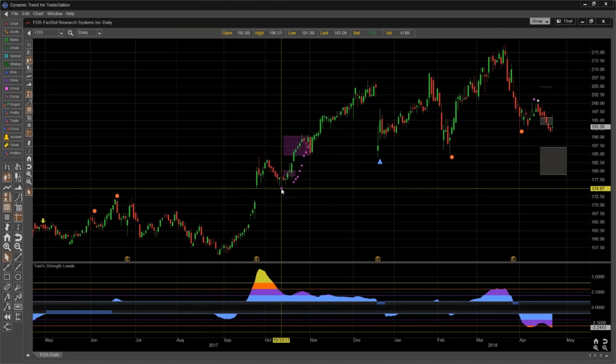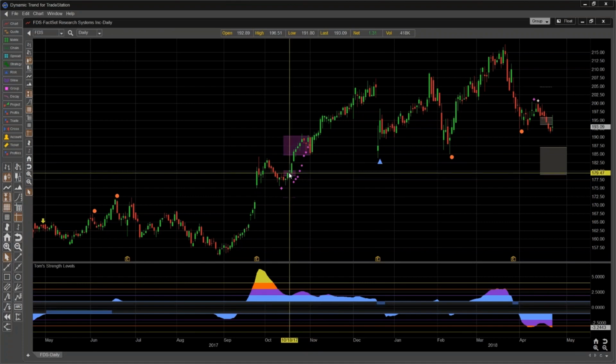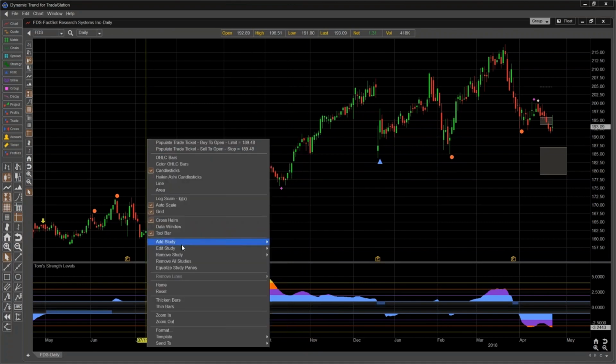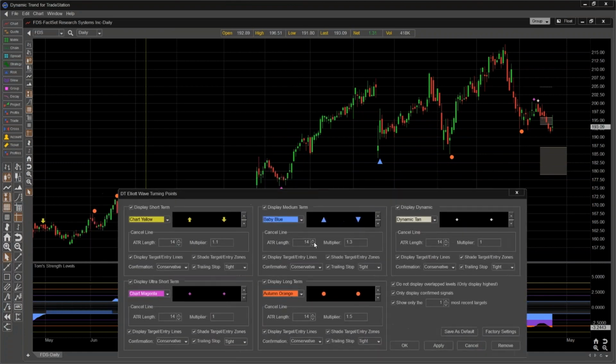If you click on it, it shows you an entry point and a target. This entry point is user settable. So if you right click on the study itself, you can see that for each one of them, there's a conservative or aggressive or signal bar. So I'll go through that.